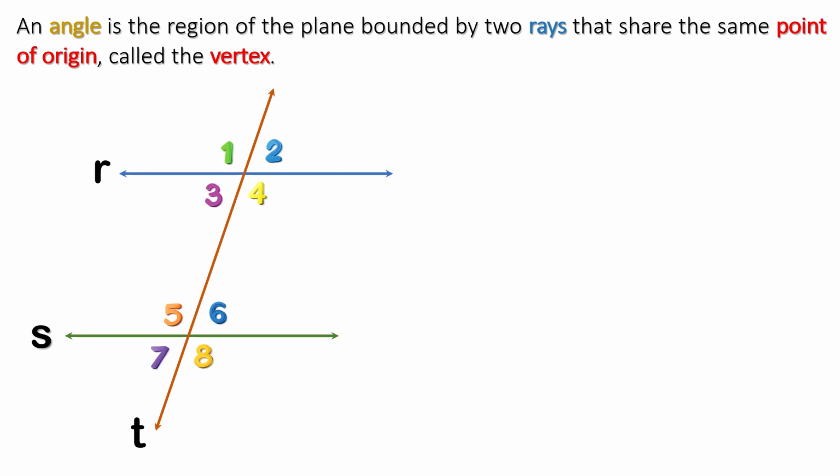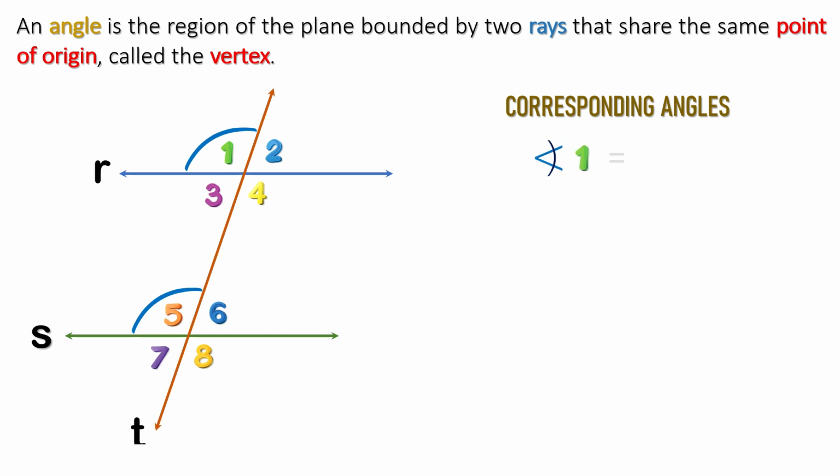We continue with corresponding angles. Starting on the left side of the transversal, we have that the amplitude of angle 1 is equal to the amplitude of angle 5. Analytically, this is written as. And the amplitude of angle 3 is equal to the amplitude of angle 7. Analytically, this is written as.